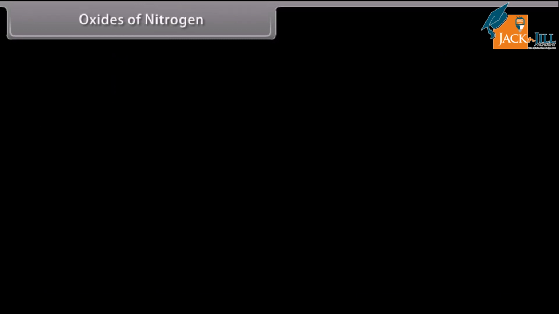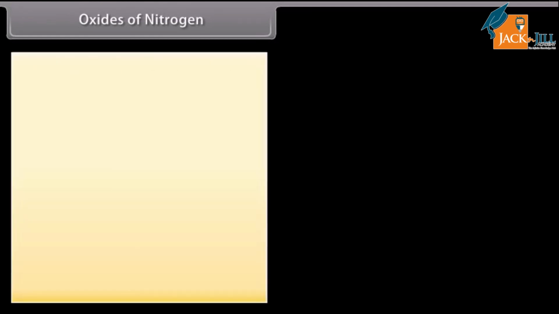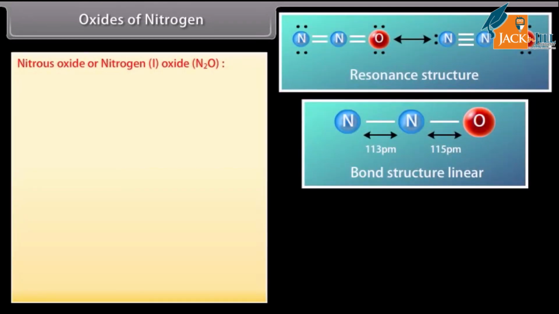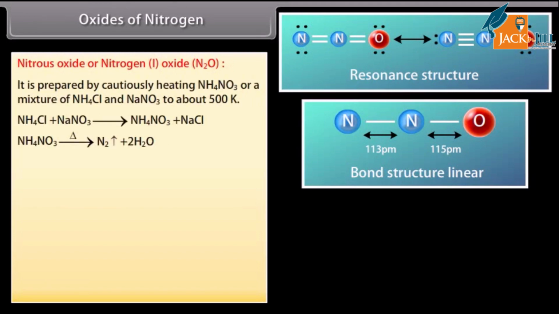Oxides of nitrogen. Nitrogen forms a number of oxides in different oxidation states. Nitrous oxide, or nitrogen 1 oxide. It is prepared by cautiously heating NH4NO3 or a mixture of NH4Cl and NaNO3 to about 500 Kelvin.